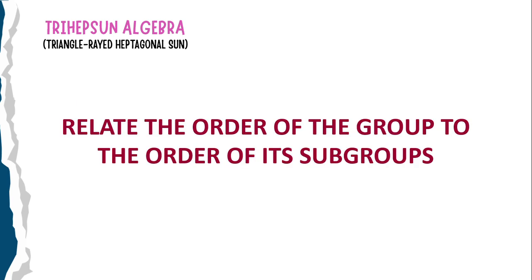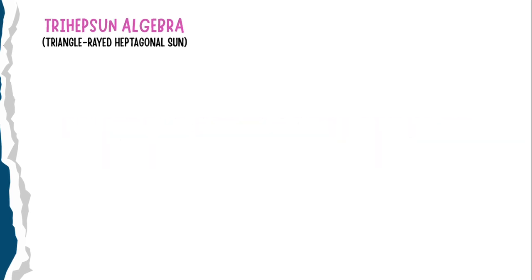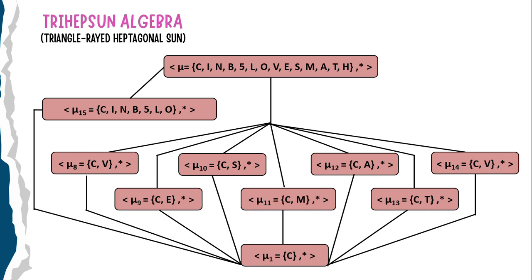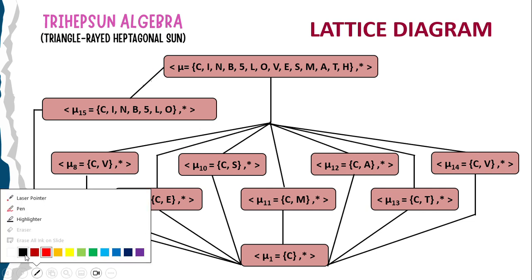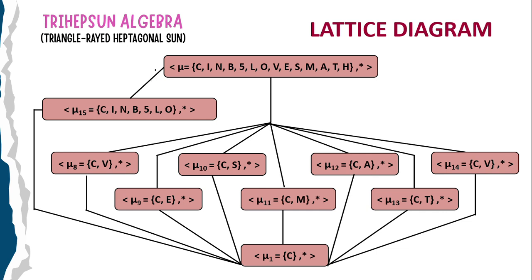So we have here, relate the order of the group to the orders of its subgroups. In order for us to relate it, let's first have our lattice diagram. So here in our lattice diagram, we have μ is equal to ⟨CINB5LOVESMATH⟩ under the binary operation star.